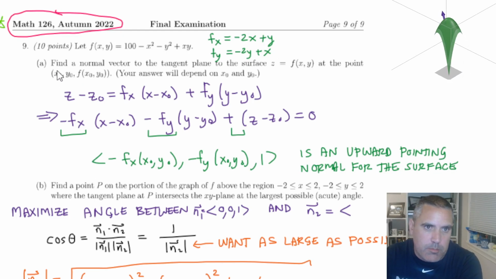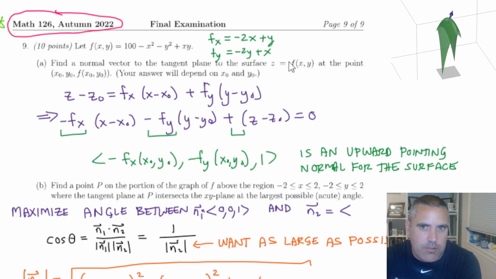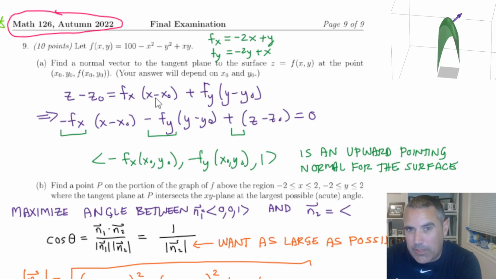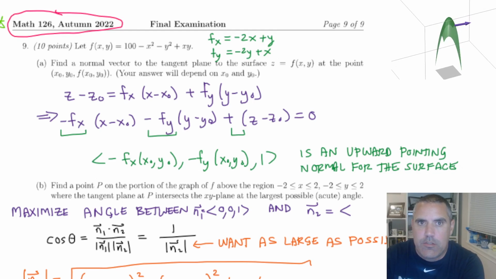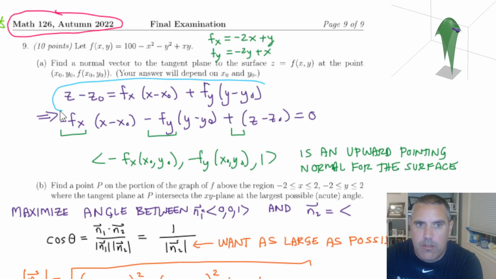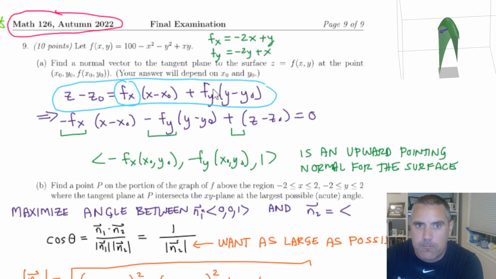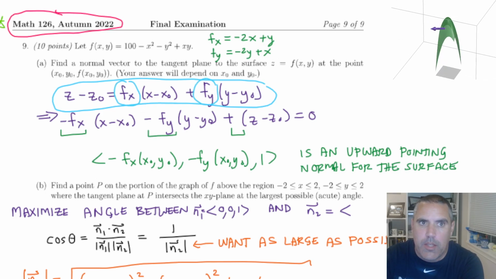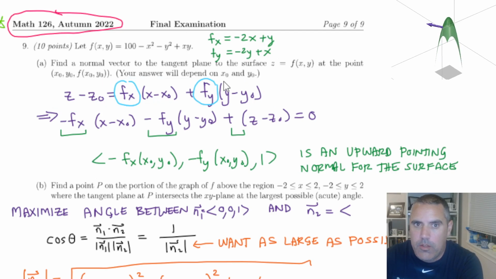The question says, find a normal vector to the tangent plane at some unknown point. So a comment: the tangent plane formula looks like this. And typically you put numbers in these spots. So hopefully we know that pretty well. You need to compute the partial derivatives to find those, all that stuff.